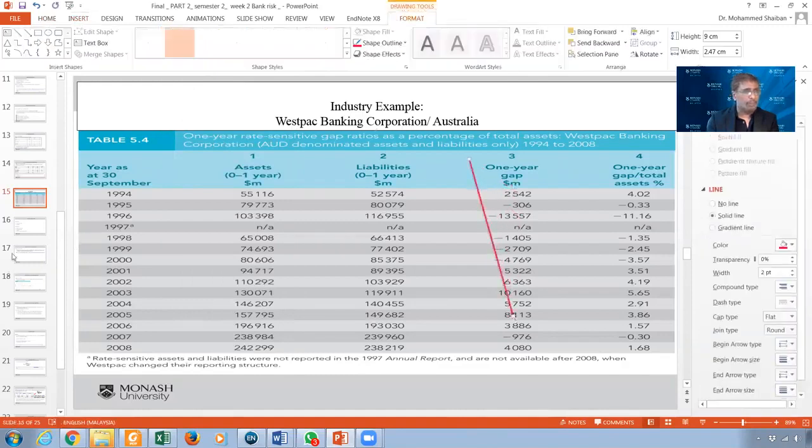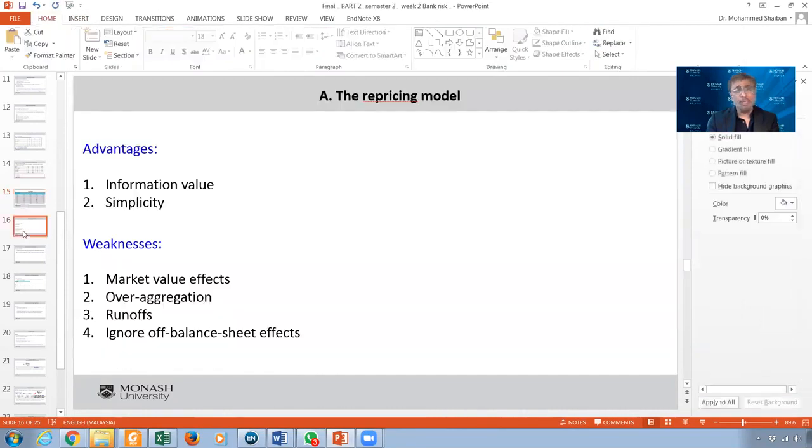This area. Okay. It looks like we are done with the repricing model. So what do we do with the repricing model? Is it good? Yes. It provides information. It's simple. It's very simple, as compared to the duration model, which I explained in a little time.